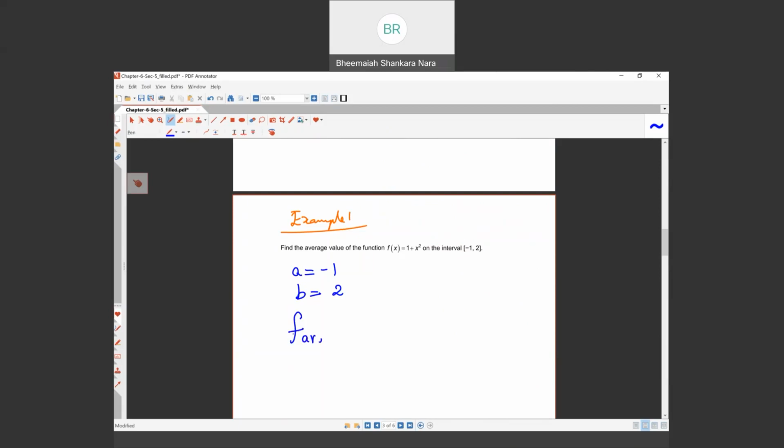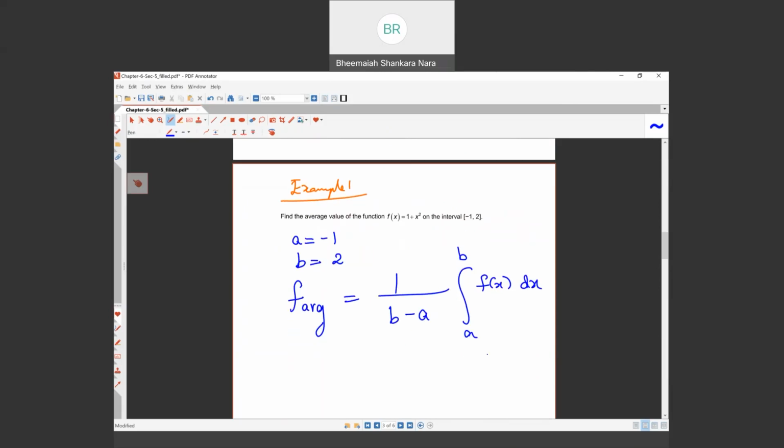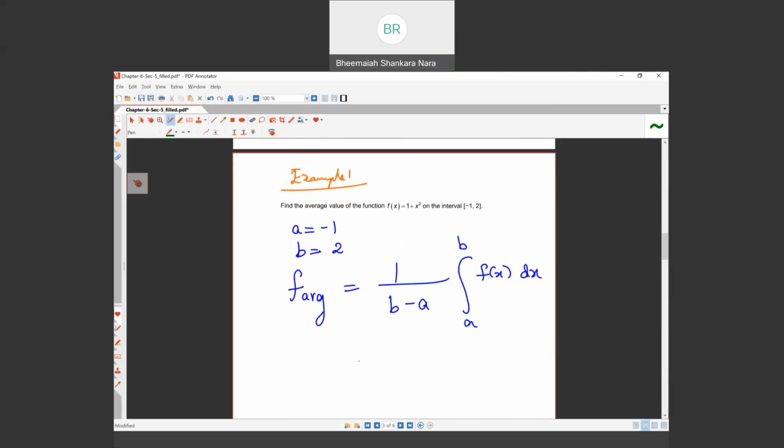f average equals 1 divided by difference of these endpoints, right minus left, b minus a, times the integral from a to b of f of x dx. Now plug in the values for b and a, and also plug in the function f of x. So here we have 2 minus -1, integral a to b, so it's from -1 to 2. The function f of x in the problem is 1 plus x squared, dx.